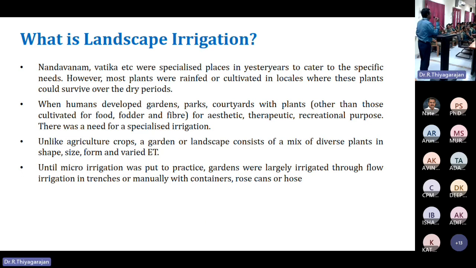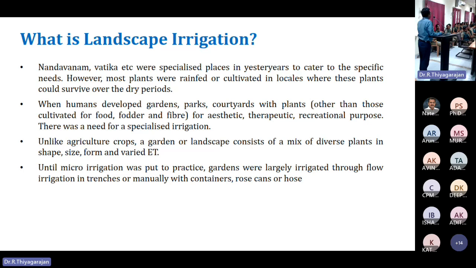Gardens were not new. We have epics like the Ramayana and Mahabharata, where we talk about Nandavan and so many other things. These are all gardens. You know about Mughal gardens. You know about Babylonia and Mesopotamia, where they had these hanging gardens. So the garden concept is as old as your field irrigation, or irrigating for the crops which give us food, fiber and fodder. So this is how the concept of garden came in.